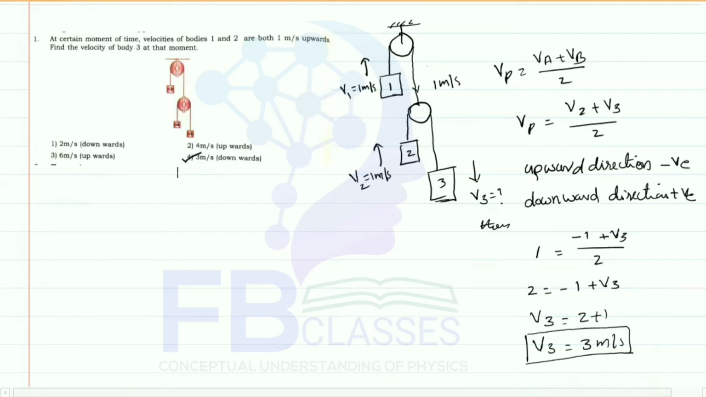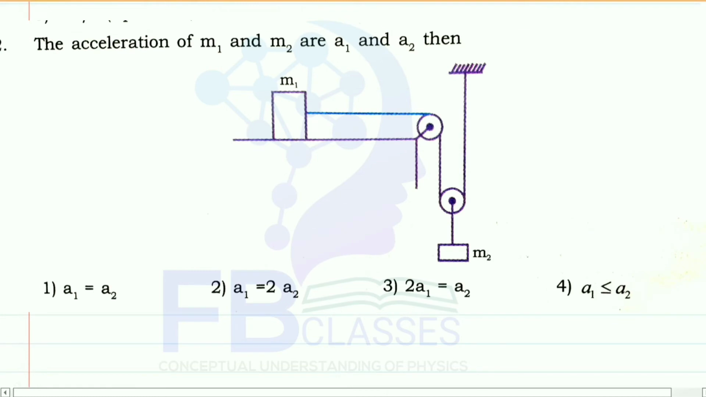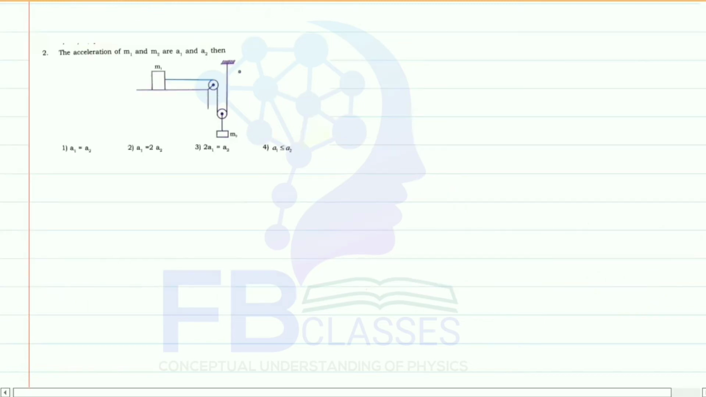Okay, dear students, I am going to read the question. The accelerations of m1 and m2 are a1 and a2. Then options are given: a1 is equal to a2, a1 is equal to 2a2, 2a1 is equal to a2, and the fourth option is a1 is less than or equal to a2. Okay, so see here, now I am going to draw the tensions.